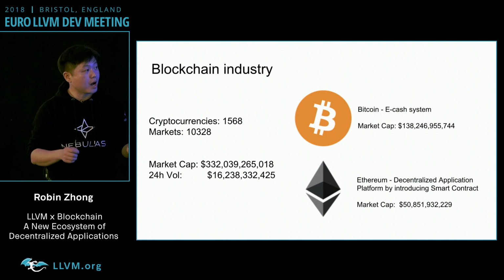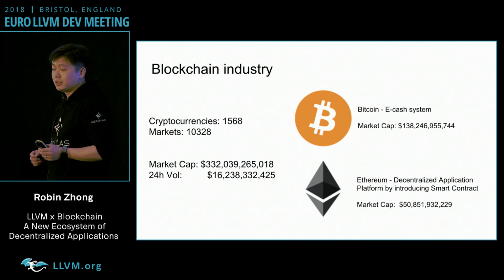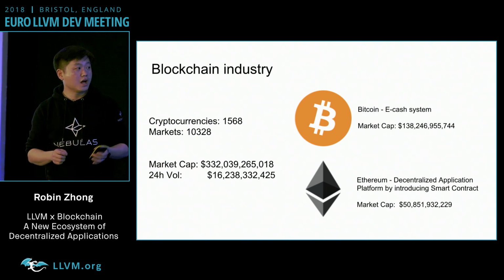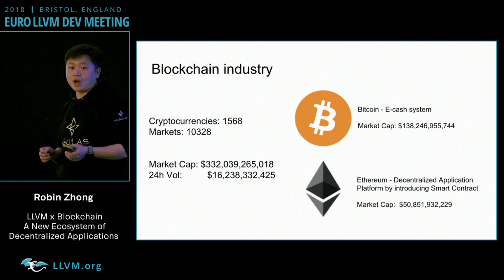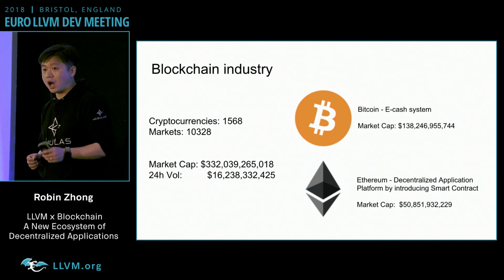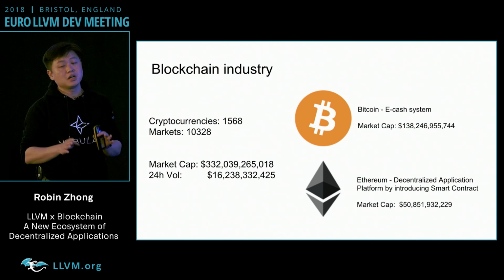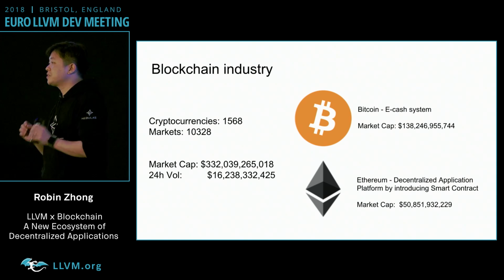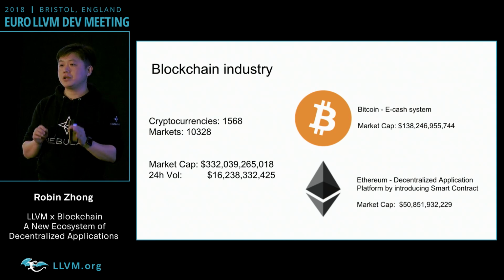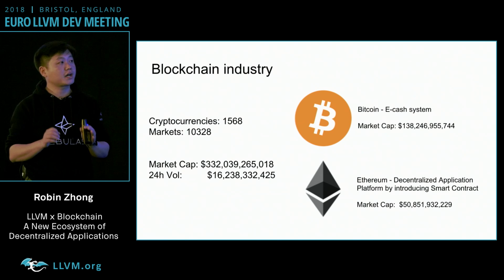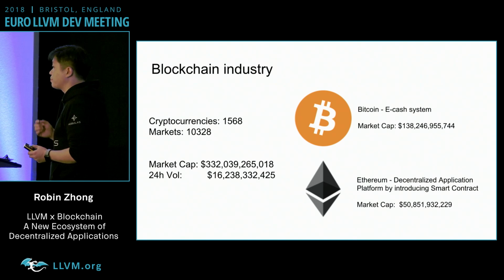Market cap right now is about $300 billion US. And the 24-hour volume is about $16 billion. So it's quite a lot. And the first blockchain project, the Bitcoin, the first e-cash system, which brought the blockchain technology, has the most valuable, largest market cap. And after that is the Ethereum. So those are two famous projects.